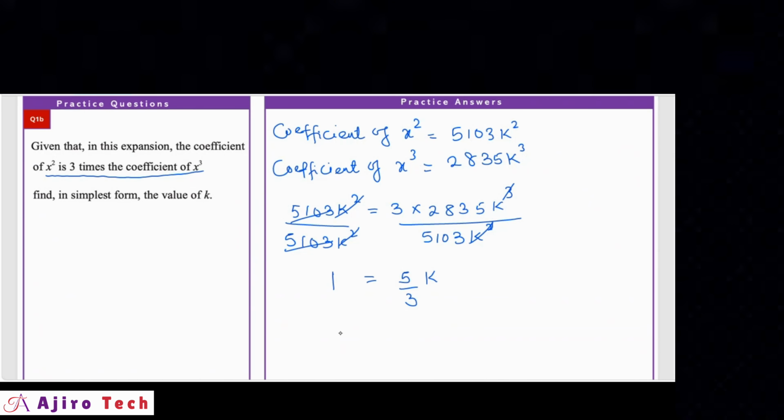So making k the subject of the formula, k is definitely going to be 3 over 5, because it told us that k is not 0, it's non-zero. So k equals 3 over 5. Okay, can we move on to the next question?